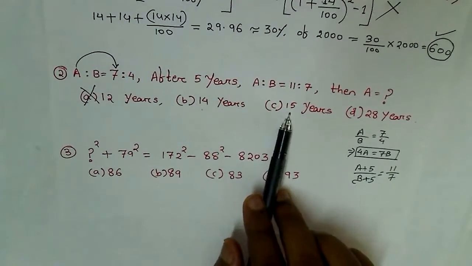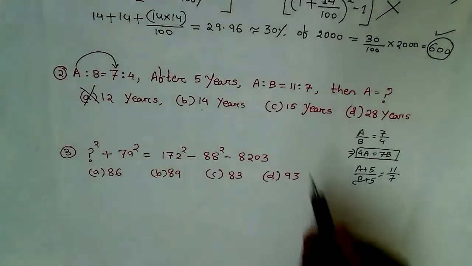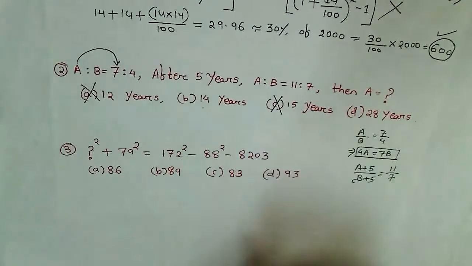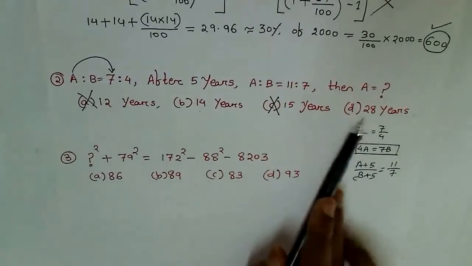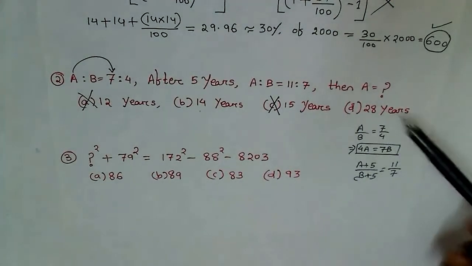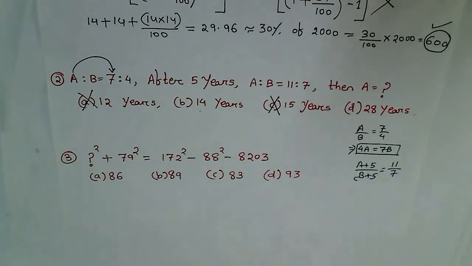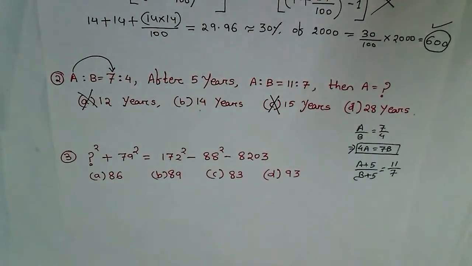Next, 15. Is 15 divisible by 7? No. So 15 cannot be the right answer. 28. Is 28 divisible by 7? Yes, 28 is also divisible by 7. 7 fours are 28. So 28 can also be the right answer. So our answer should be between B or D.